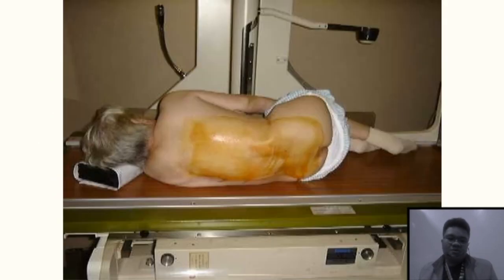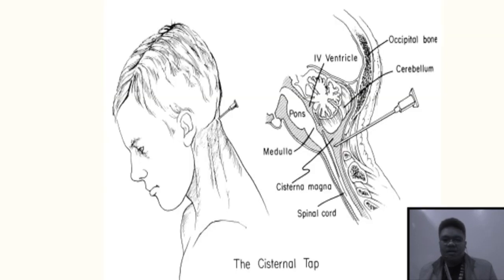Then, class, this is how a patient undergoing myelogram would look like. The preparation, if you would see, this is application of your betadine. Preparation for injection of your contrast media. Then class, this is your cisternal tap. As you can see, this would get a sample on your cistern. So this is your cisterna magna, which could be found just above your cervical spine.